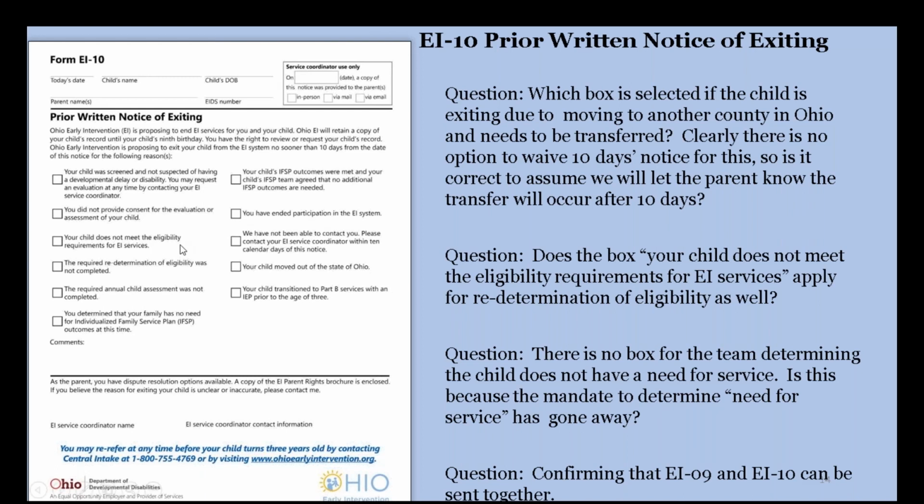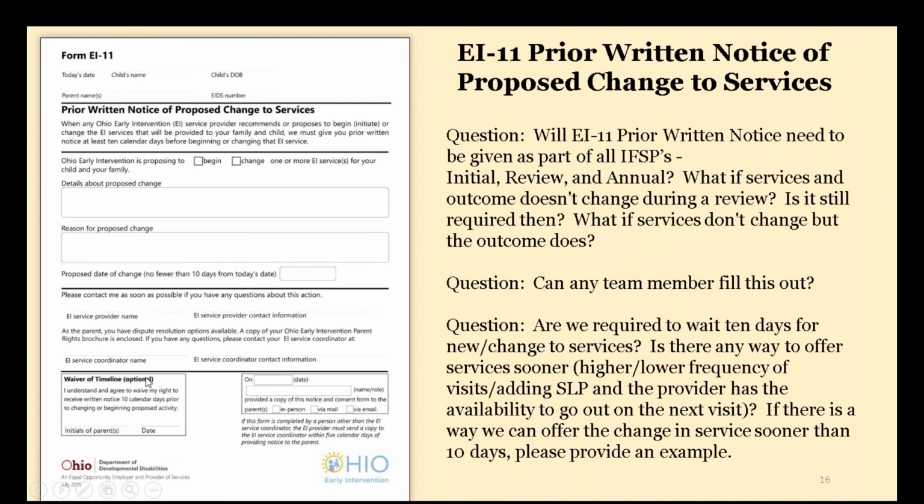Yes. Okay. So, will EI 11, prior written notice, need to be given as part of all IFSPs, initial, review, and annual? What if services and outcomes don't change during a review? Is this still required? What if services don't change but the outcome does? I just want to cover all possibilities.